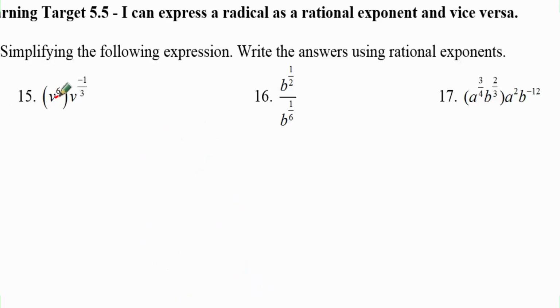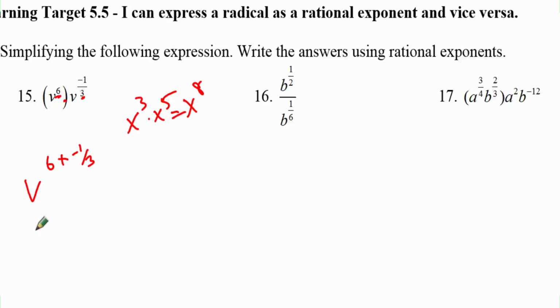So for instance here, I've got these two v's being multiplied together, right? So what do I do? Let's say it was x cubed times x to the 5th. That would be x to the 8th. You just add them together. So we've got v to the 6 times v to the negative 1/3. I have to figure out what 6 plus the negative 1/3 is.